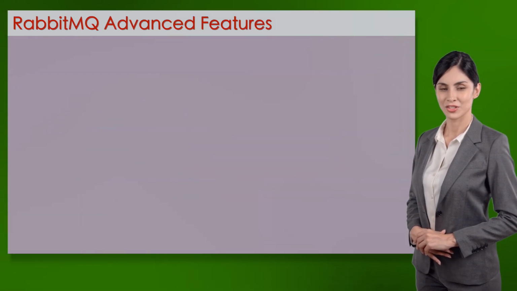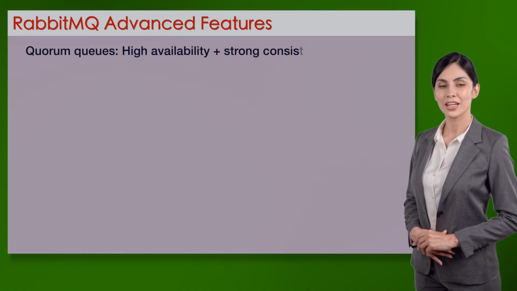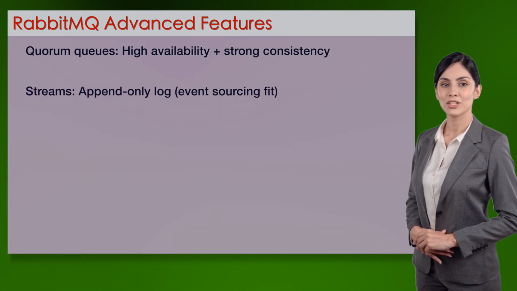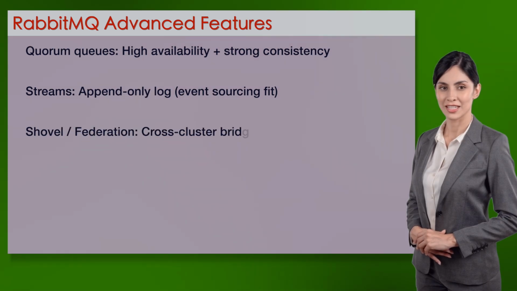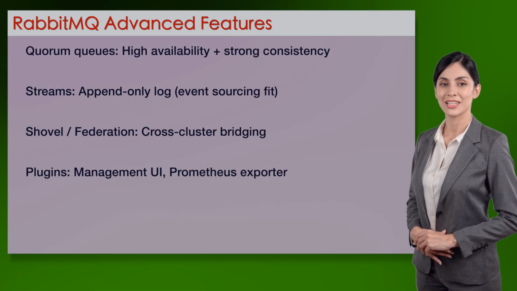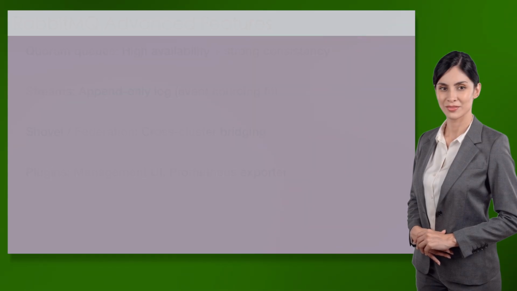RabbitMQ advanced features. Quorum queues provide high availability with strong consistency guarantees. Streams offer an append-only log perfect for event sourcing. Shovel and Federation plugins bridge messages across clusters or data centers. Plugins include the Management UI and Prometheus Exporter for day 18 monitoring.